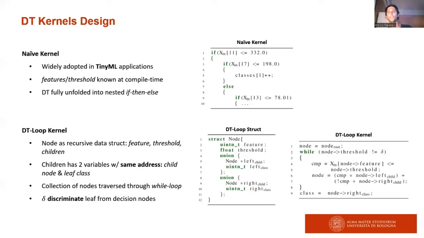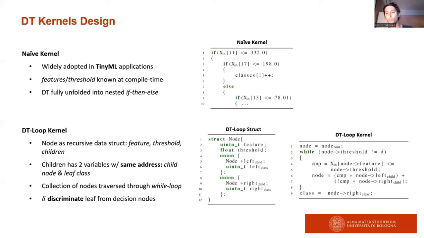data structure that encloses the mandatory node attributes. The children properties present two variables sharing the same space address, representing the pointer to the child node and the leaf class. This algorithmic variant allows traversing trees through a while loop statement. Lastly, to discriminate leaf from decision nodes, we tag leaf node thresholds with a dedicated out-of-range value.